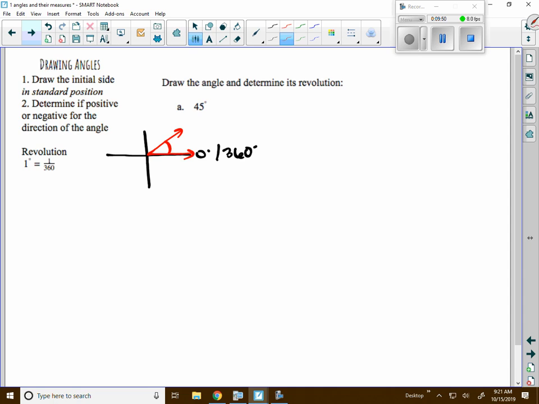Okay, so we did number 1. It says determine if the angle is positive or negative. Is it a positive or negative angle? Positive. Think about it, right? We had our initial side here, it comes all the way up to the terminal side, it went up, so it was positive.